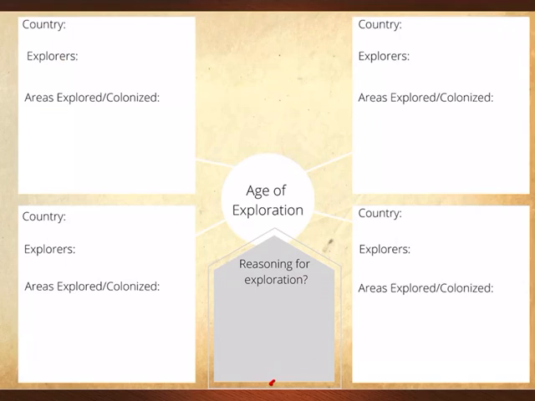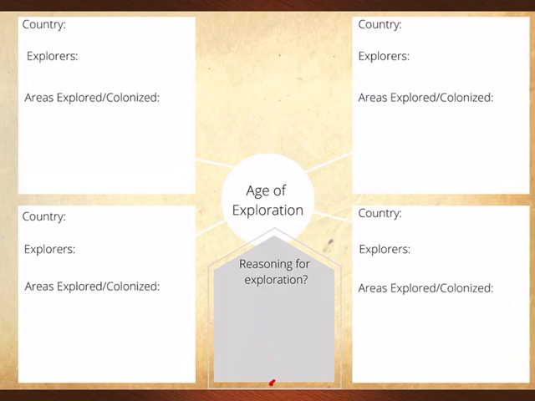The main thing I want for each is for you to see what areas they explored and colonized. And then in this gray box that you see, what is the main reason why all 4 countries explored? All 4 countries explored for pretty much 1 or 2 reasons, and I want to know what those reasons are. Then when you're done, you're going to submit this PDF back onto the assignment on Schoology.